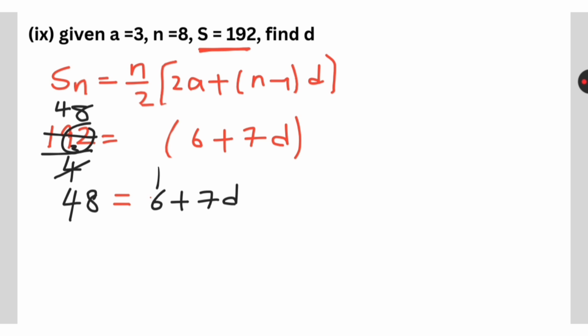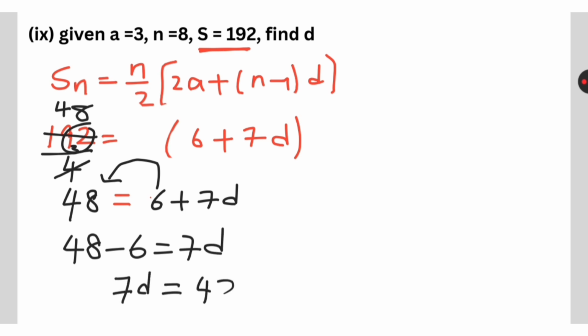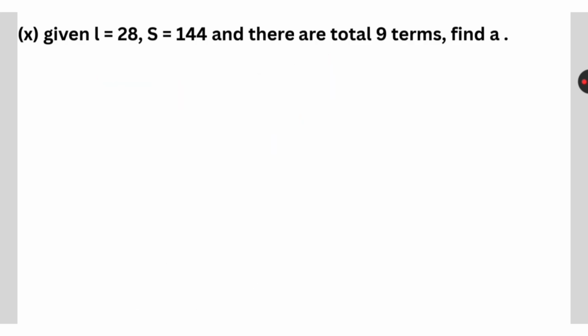Now this plus 6 on the right goes to the left hand side and becomes minus 6. 48 minus 6 is equal to 7d. So 48 minus 6 gives 42. Now divide both sides by 7. 7 6s are 42 and here 7 gets cancelled. So the d value is 6. The common difference is 6. Let's go to another question.